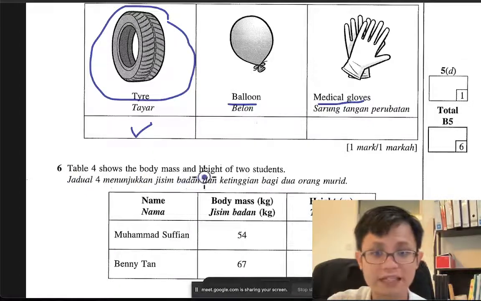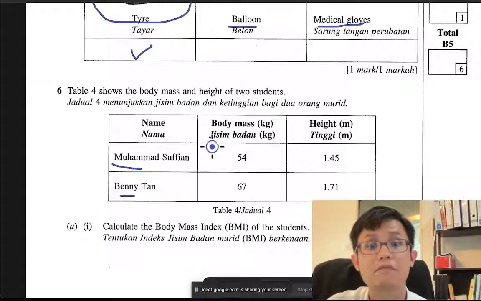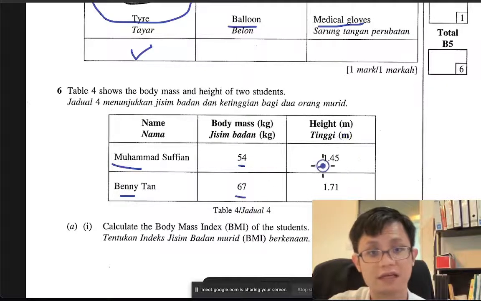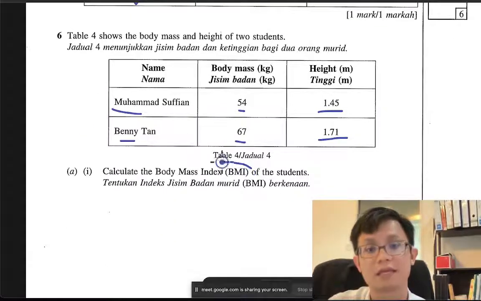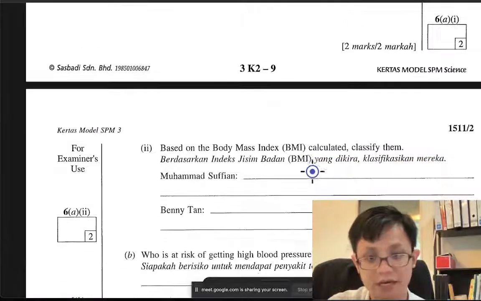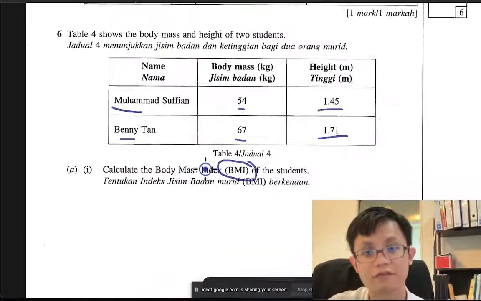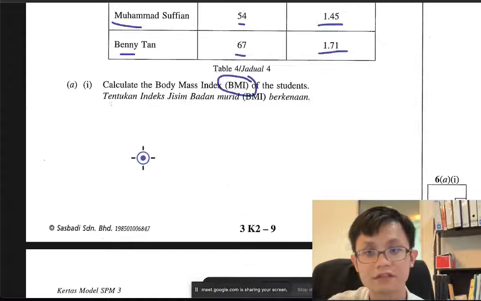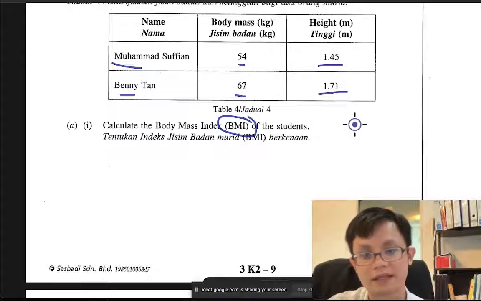Table 4 shows the body mass and height of two students, Muhammad Sufyan and Benny Tan. Body mass of 54 and 67, and the height is slightly higher. This topic is about BMI, where you can calculate your BMI, but here they didn't put the range. Based on the body mass, calculate and classify them. Calculate the body mass index for Muhammad Sufyan and Benny Tan.